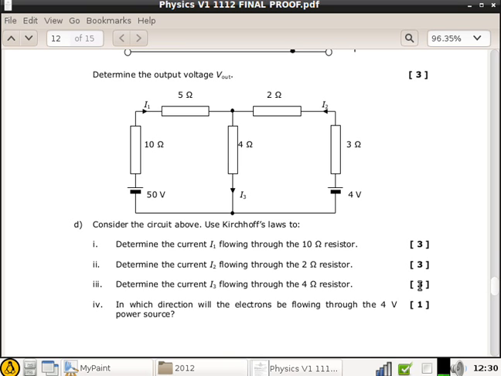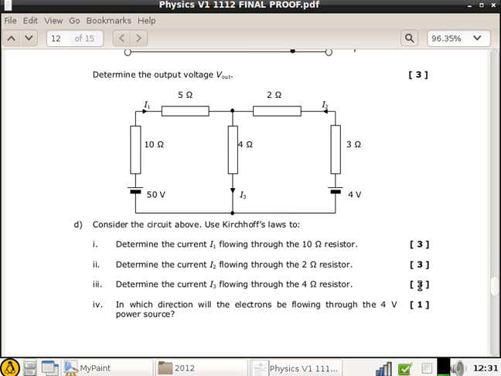How come I2 is going in the opposite direction? It's because the battery on the left. What do you mean I2 is going in the opposite direction? You see the I2 at the top is going to the left, yeah? Yeah. That's coming from the 4-volt battery. And then on the left, there's a 50-volt battery and it's sending an I1 to the right.